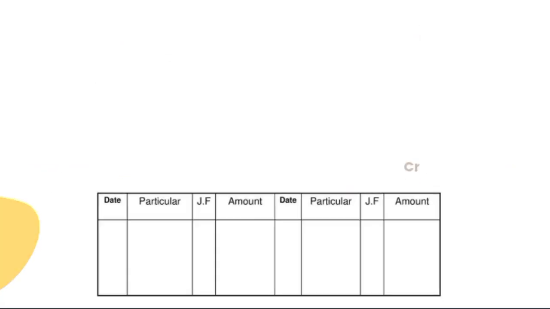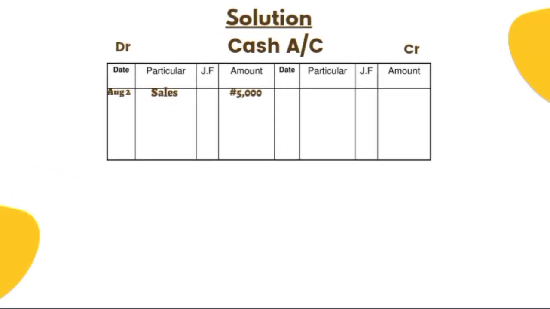When you open your cash account, that transaction will be recorded on the debit side of the account. That is, on 2nd of August, which is under the date column, then sales, which is the particular for that transaction, and then the amount is 5,000 naira. But then how do we enter the corresponding entry of this transaction? Remember, we said for every debit entry, there must be a corresponding credit entry and vice versa.